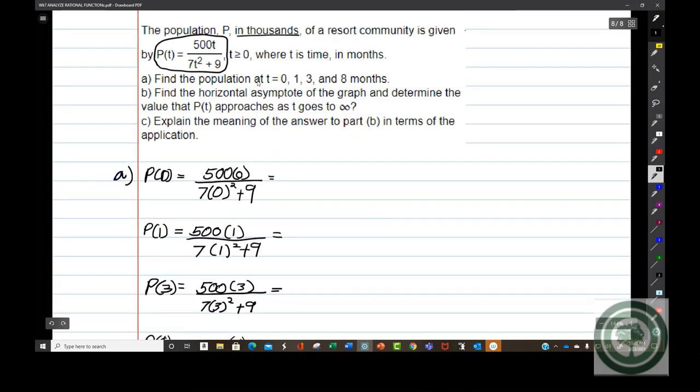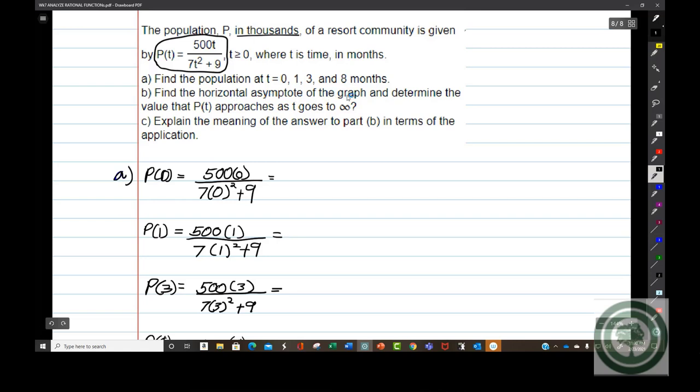Now, the first thing you're asked to do is find the population at t equals zero, where that's months. Zero months means right away. And then after 1 month, after 3 months, after 8 months. So we're going to do that on the calculator.